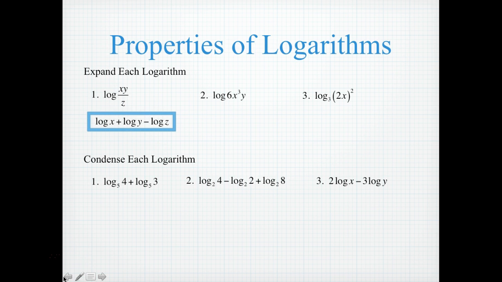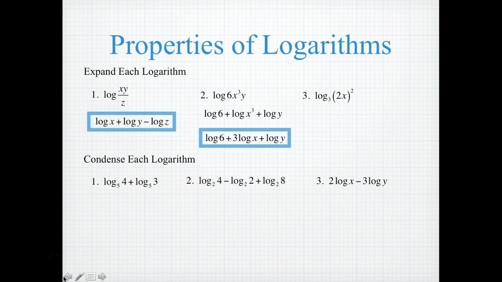In the next example, we have log of 6 times x to the third times y. So it's a couple of product properties that we need to employ. So that gives us log of 6 plus log of x to the third plus log of y. Notice that middle term has an x to the third. So we'll pull the power property out in front, which gives us log of 6 plus 3 log x plus log of y.